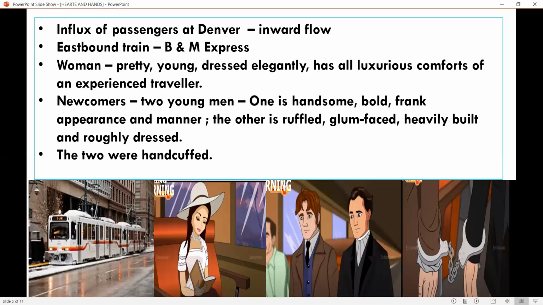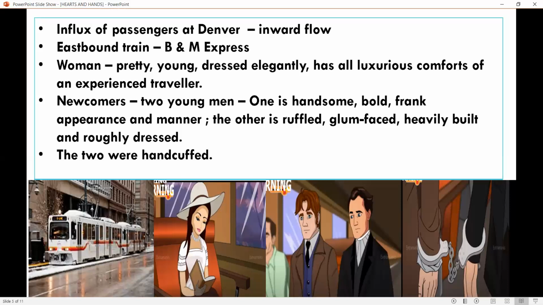Now, there are some new entrants, right? Many passengers have boarded the train from Denver. So the train has already started and two young men are looking for a seat. There are no vacant seats anywhere. So they are looking for some seat and they find, okay. So how are these two young men described? One is handsome and he has a very bold, frank appearance and manner. The other one is ruffled and looks very gloomy or ill-tempered. He doesn't have a very good appearance like the other man.